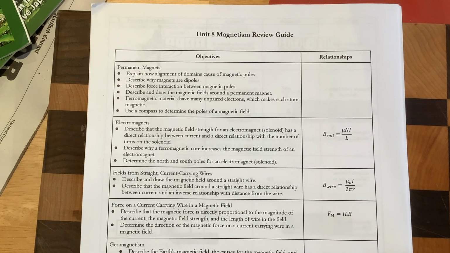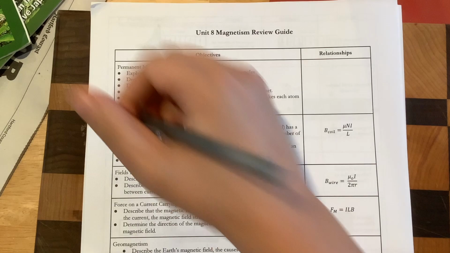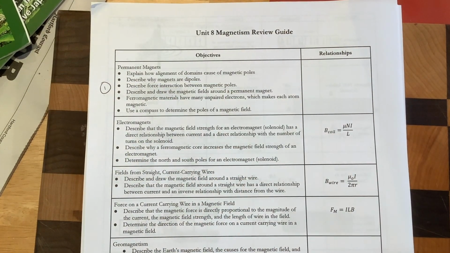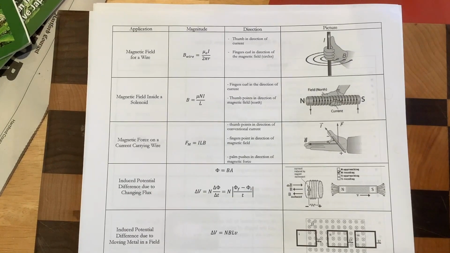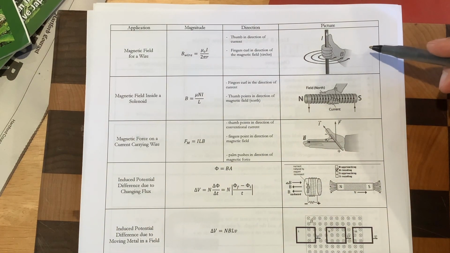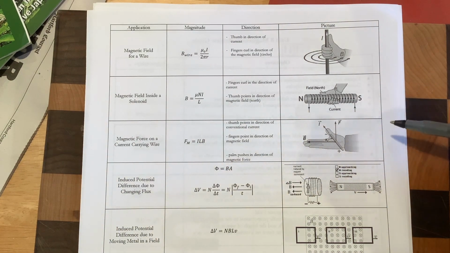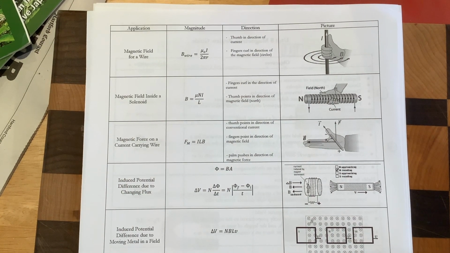Something you should know about this particular review guide is each page matches up with one section of objectives. So the first page of the review guide goes along with section 1, and the second page goes along with electromagnets and all that good stuff. On the back side are all the direction rules: the magnetic field of a current carrying wire, the right-hand rule for electromagnets, and the right-hand rule for force. All of those are on the back page, and you can use them back and forth as a reference as you try these problems.